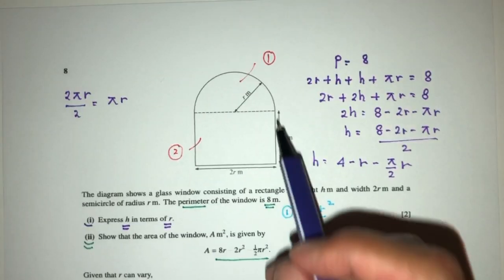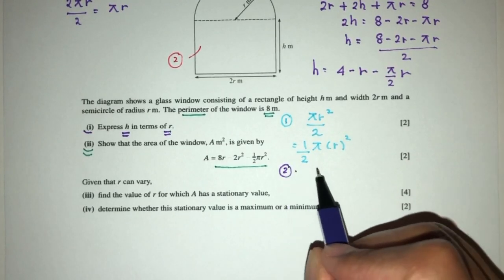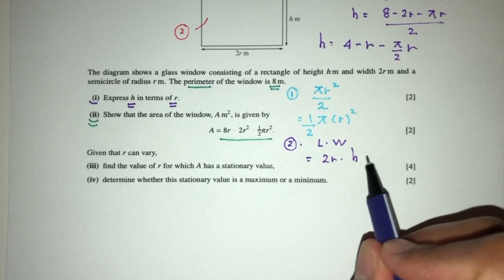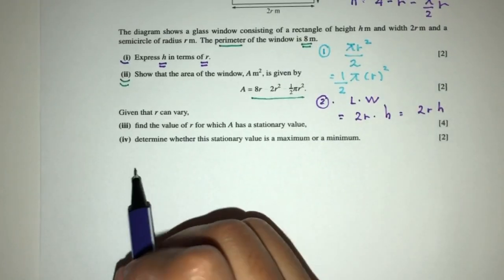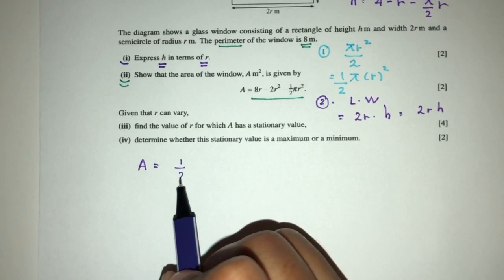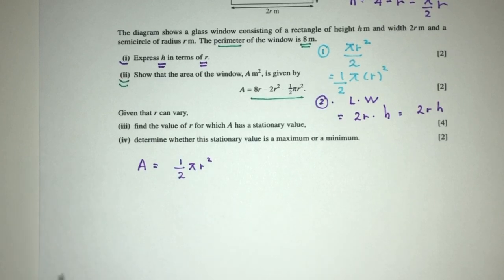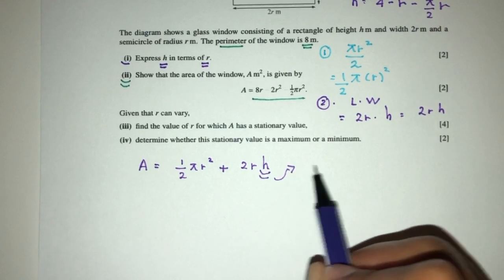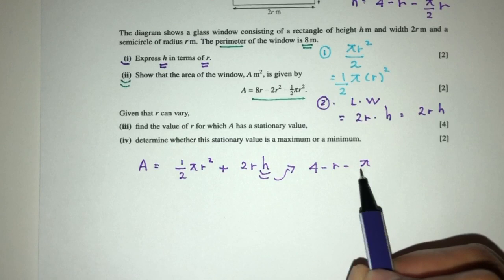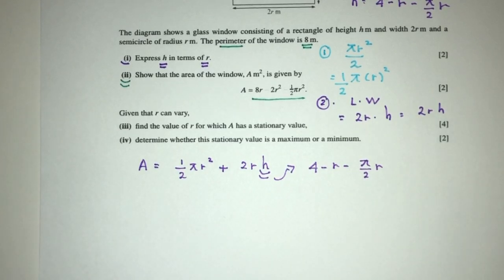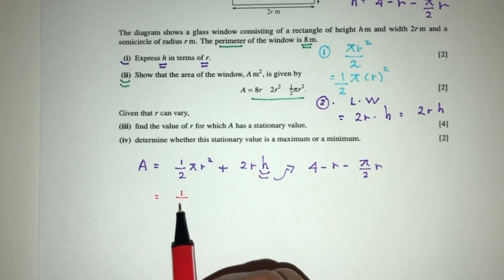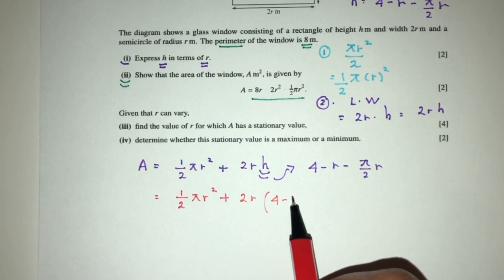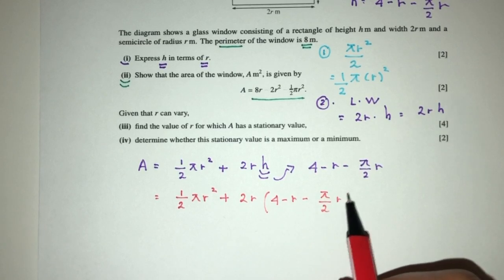Now for part 2, area of this rectangle. So pretty easy. Rectangle will be length times width, which is equal to 2r times h. That will be 2rh. So let's write this down. Area we have found will be half pi r squared, and then plus the value of 2rh. Now we know h was found to be 4 minus r minus pi over 2 r. So let me rewrite this down. So you'll have half pi r squared plus 2r times 4 minus r minus pi r over 2.